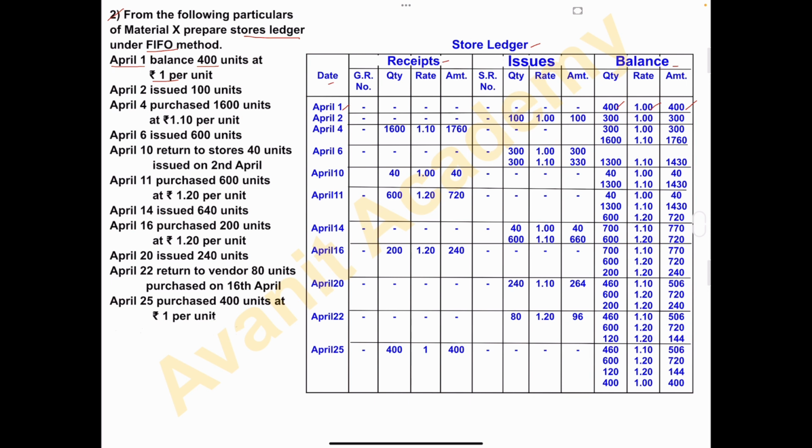Next entry is on April 2nd. Issued 100 units. Issued, we'll write in issues, April 2nd. Receipts nil. In issues column, SR number nil. So how many units are issued? 100 units. See the balance. We have 400 units at rupees 1 per unit.